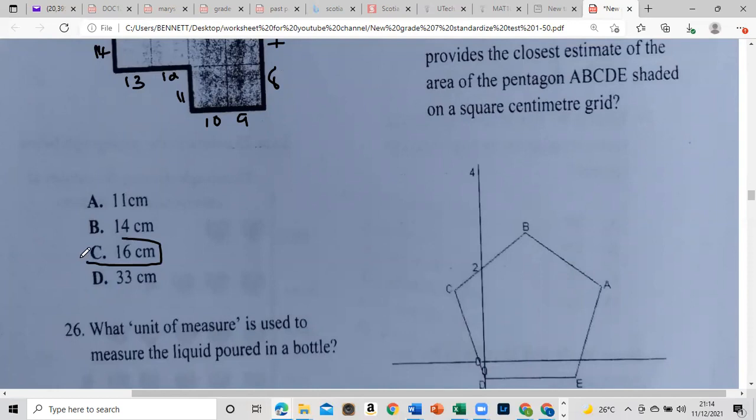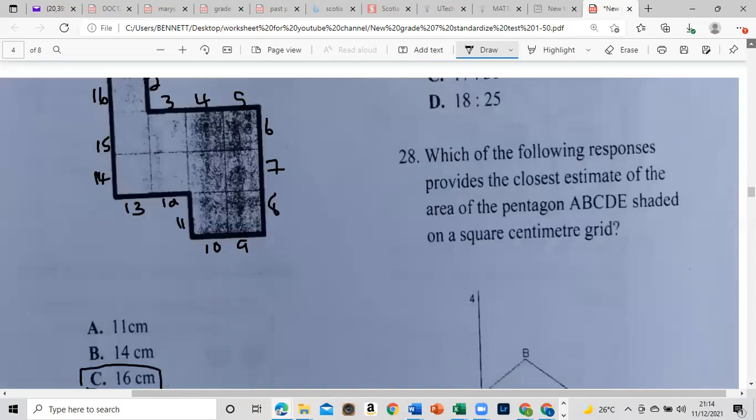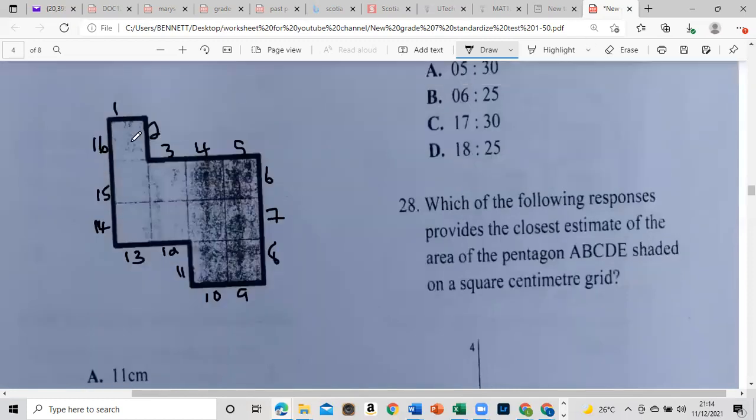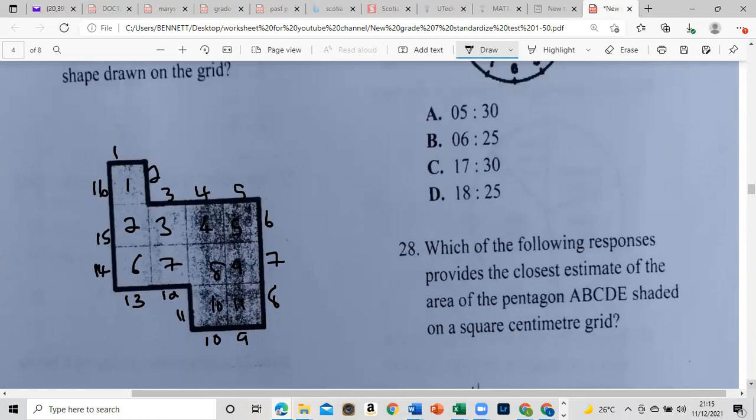Let me just find out something. What if they had asked us to find the area? They did not ask us, but what if they had asked us, right? Because I'm a mathematician and I'm a teacher, so I have to look out for you guys. We count the number of squares, so it would be 1, 2, 3, 4, 5, 6, 7, 8, 9, 10, 11. So it is 11 squares. 11 centimeters squared.